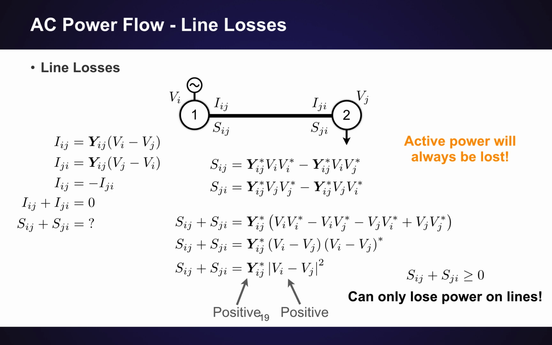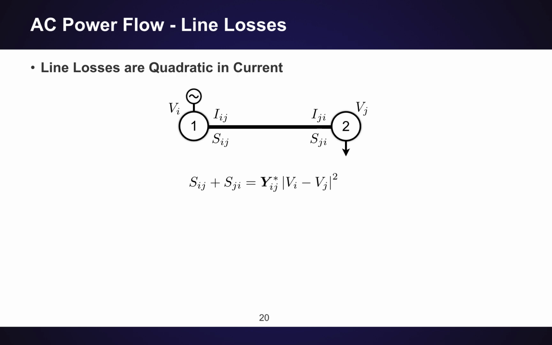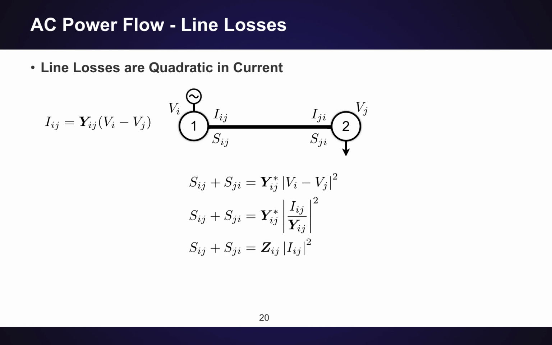Yeah, definitely. The next intuition about losses has to do with the fact that they're quadratic in the amount of current flowing across the line. To do that, we'll start with the factored derivation we had before, and we'll go back to our definition of current from Ohm's law. Now, if you factor that definition in terms of Vi minus Vj and substitute it in, you get an expression like this one, where you have the absolute square of the current divided by Y. And if you apply that absolute square and cancel the terms, what you'll see is that you have the impedance, Z, times the absolute square of the current.